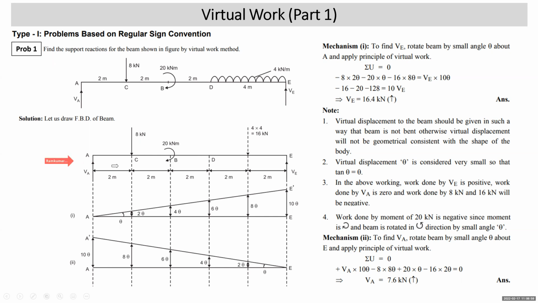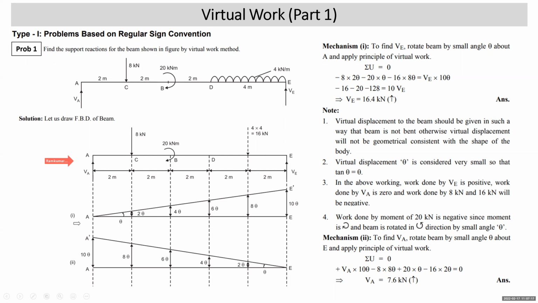In the free body diagram of the beam, we have shown the reactions V and V. The load and moment are shown as they are. This UDL is replaced by its equivalent load: 4 into 4 is 16 kilonewton. Now, to find reaction V, this is a straight beam, so the straight nature should not be disturbed.